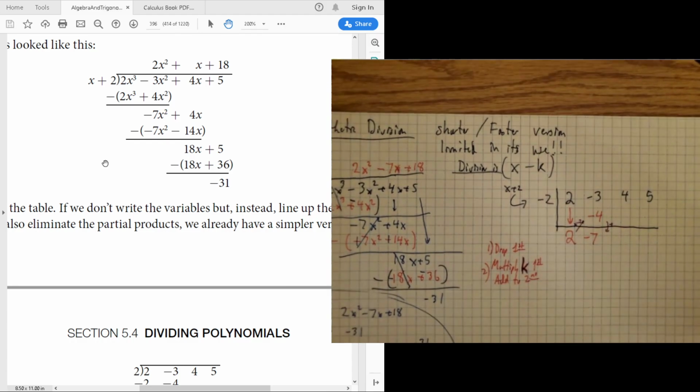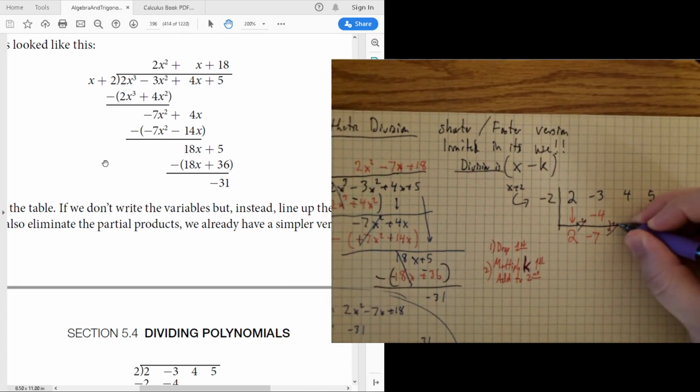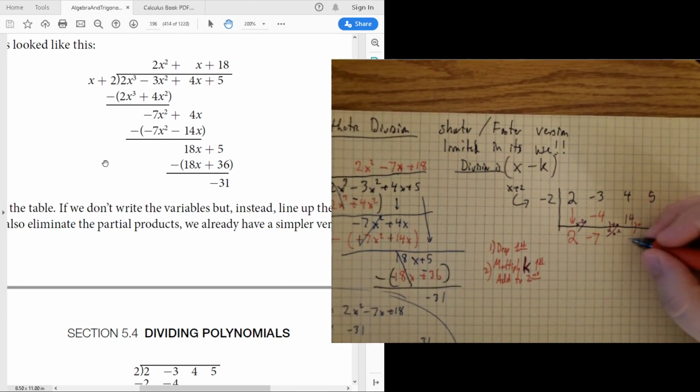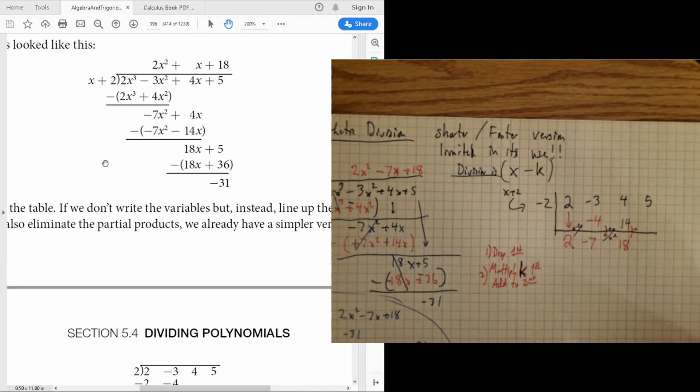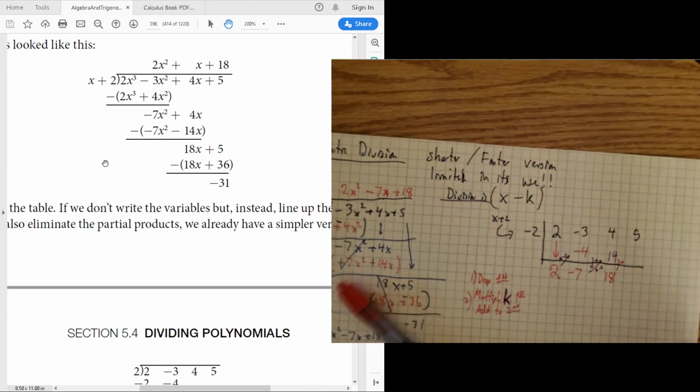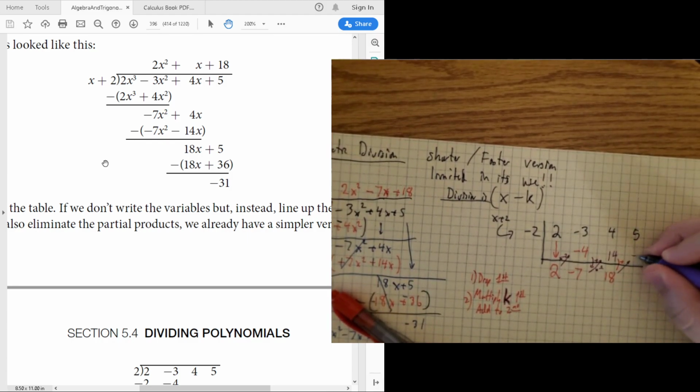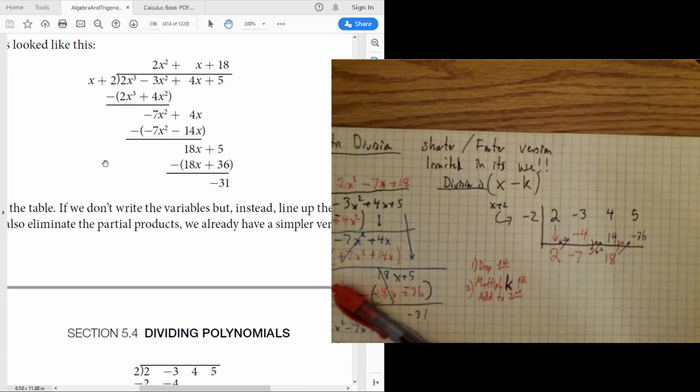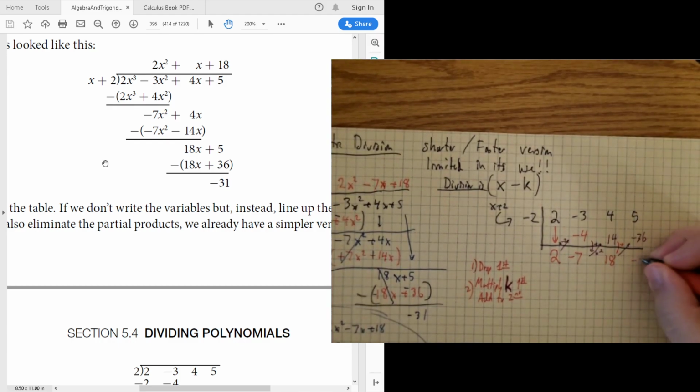We are then going to keep following that pattern. We're going to multiply by negative 2. Negative 7 times negative 2 would become positive 14. And then we're going to add these together. 4 and 14 together makes 18. We're then going to multiply by negative 2, which would become negative 36. We're then going to add and get negative 31.